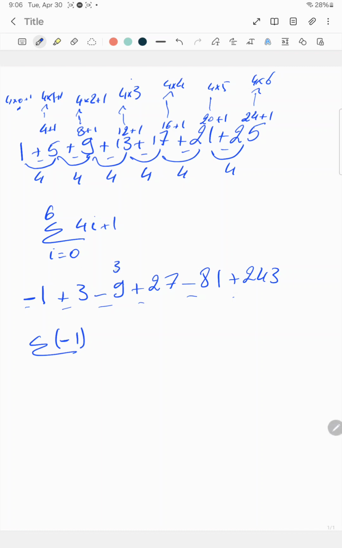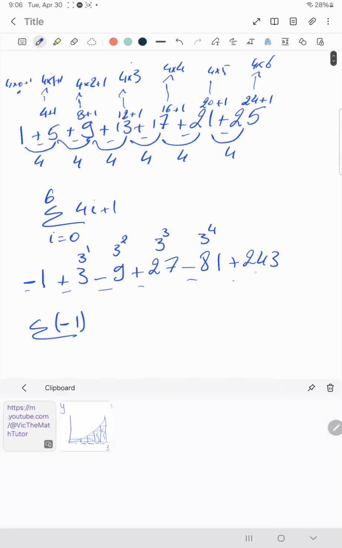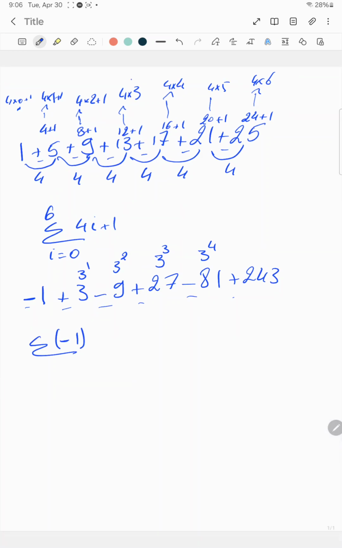So I see here the 9 is 3 to the power of 2, and the 3 is 3 to the power of 1, and this is 3 to the power of 3, 3 to the power of 4, and I will try on my calculator 243, and I find that it is 3 to the power of 5. So I know there is 3 to the power of something here, but the 1 is 3 to the power of 0. And I have 1, 2, 3, 4, 5, 6 terms, and because I have to the power of 0, I will start from 0 to 5.